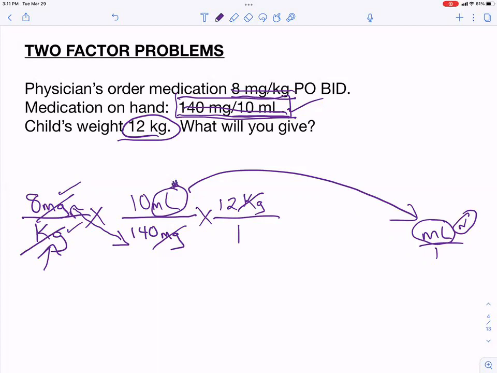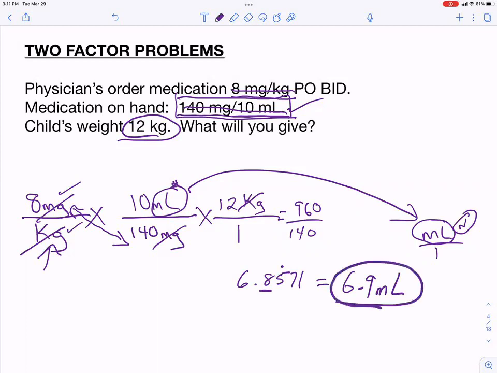So when I say 8 times 10 times 12, that will give me 960. 140 times 1 is 140. When I divide 140 into 960, it will give me 6.8571. I have to remember my rounding rules. 1 to 10, I round to the tenths. And 5 and higher, I round up. So my answer, what will you give? I will give this child 6.9 milliliters. And that's all I write on my answer line.